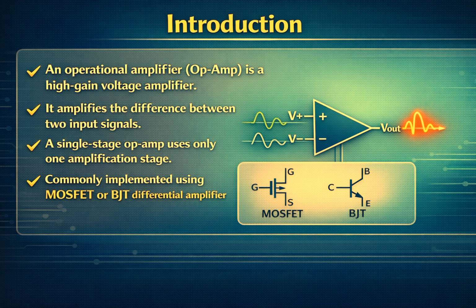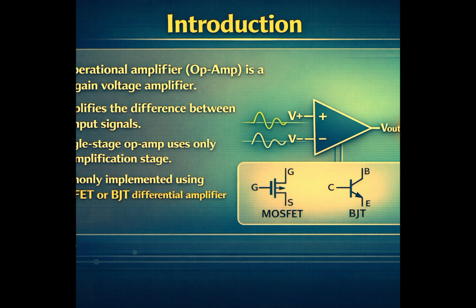Now, a single-stage op-amp uses only one amplification stage. It is usually implemented using a MOSFET differential amplifier or a BJT differential amplifier. This is the simplest internal structure of an op-amp and forms the foundation of multistage op-amps.